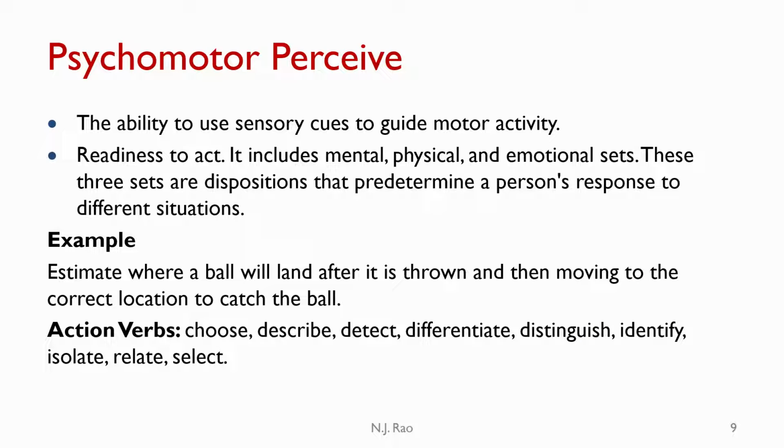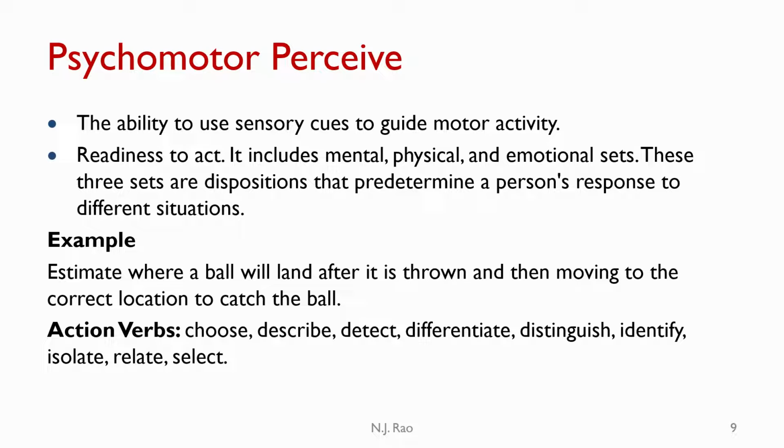Let us look at an example. Estimate where a ball will land after it is thrown and then moving to the correct location to catch the ball. You are not actually catching the ball, but you have perceived that perception involves estimating where the ball is likely to land and then also moving to the correct location to catch the ball. You are moving to the location, but not actually catching the ball. So, these two steps will characterize the psychomotor perceive.